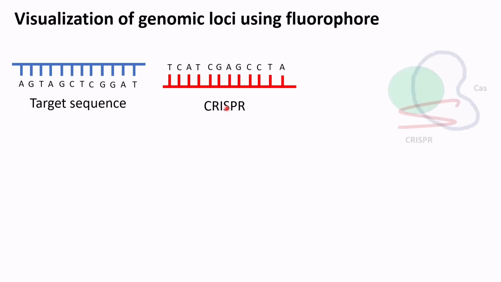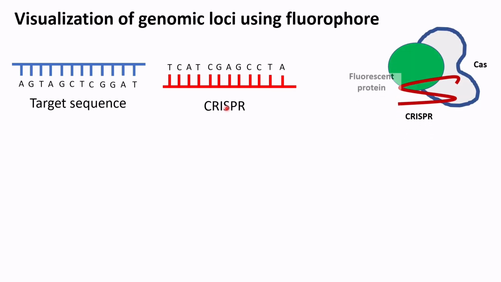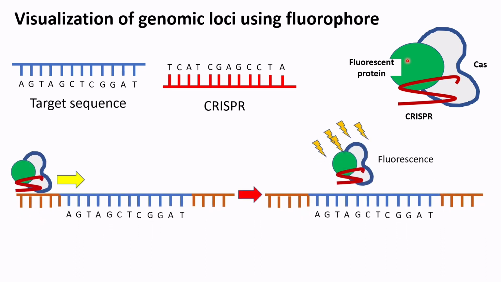Now, link a fluorescent protein with Cas. Now, this fluorescent protein along with CRISPR-Cas will be directed toward the specific site on DNA. Their binding will provide you fluorescence. These are some applications of CRISPR-Cas.